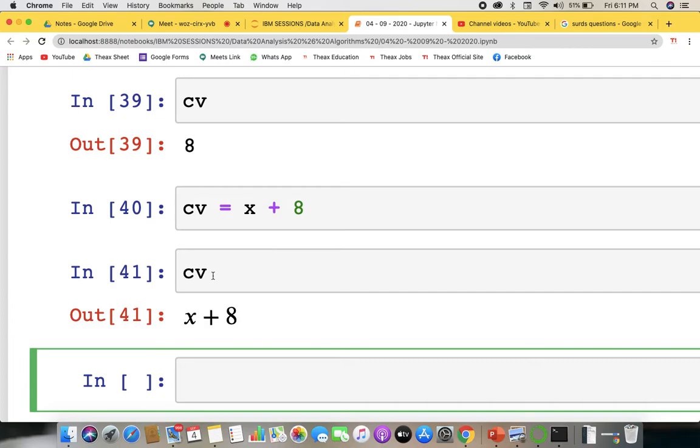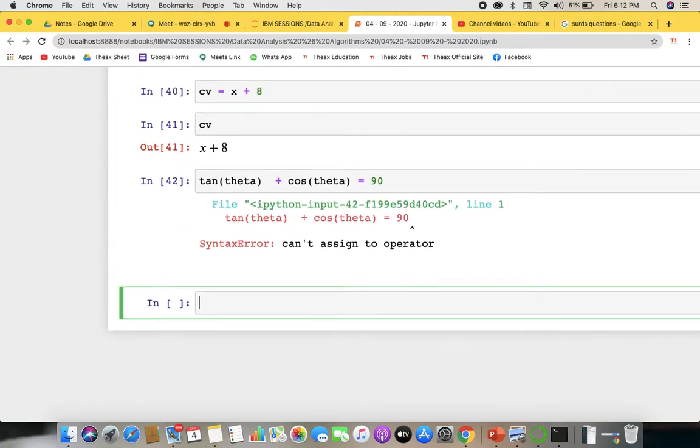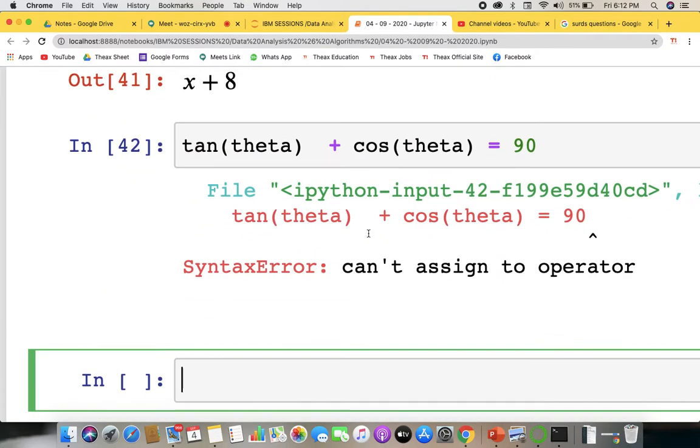Now in place of x, if I want something else, like tan theta plus cos theta, this is a very practical example. If I'm saying tan theta plus cos theta equals 90, that is a syntax error I'll be getting, right? Because this can't assign to an operator.